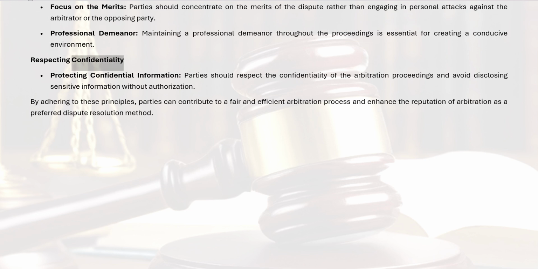Respecting confidentiality. Protecting confidential information. Parties should respect the confidentiality of the arbitration proceedings and avoid disclosing sensitive information without authorization. By adhering to these principles, parties can contribute to a fair and efficient arbitration process and enhance the reputation of arbitration as a preferred dispute resolution method.